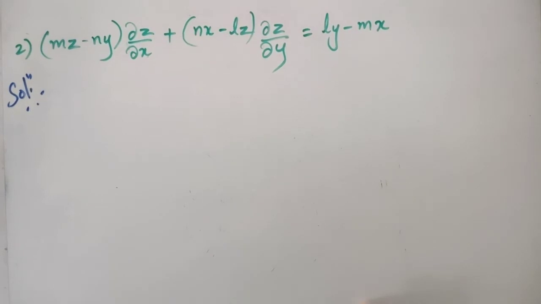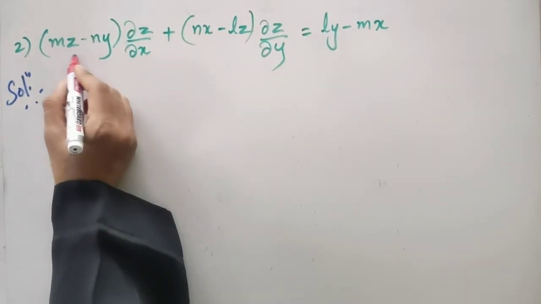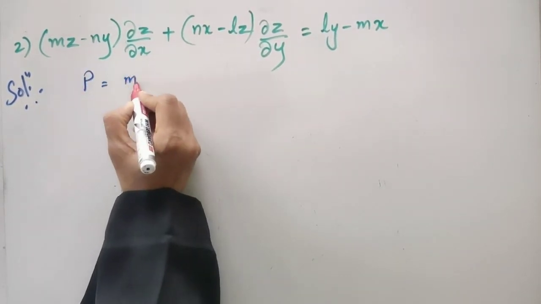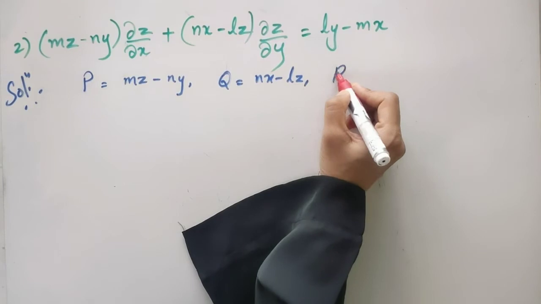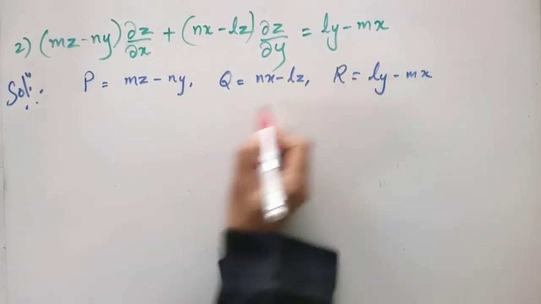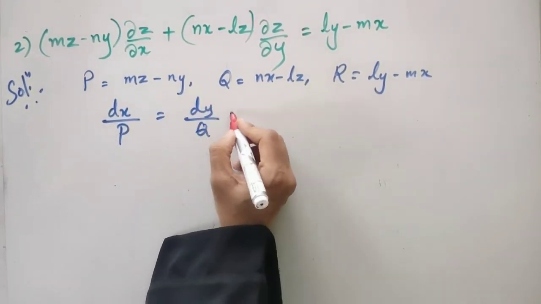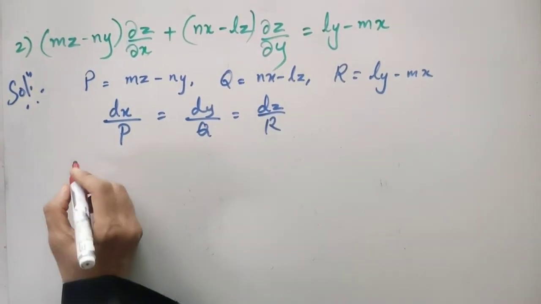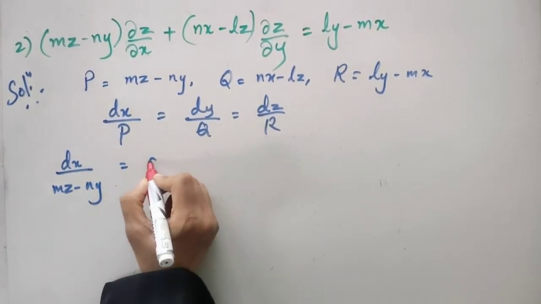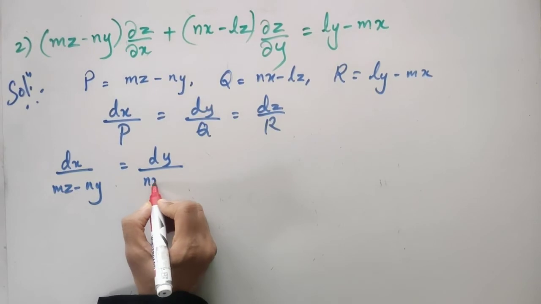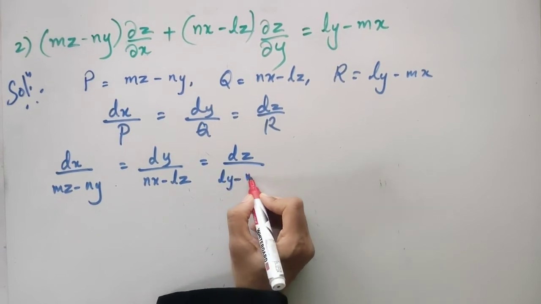I'm directly writing the subsidiary equations. Dou z by dou x is nothing but small p, and the small p coefficient is the capital P. So I'm writing capital P as mz minus ny, capital Q is nx minus lz, and capital R is ly minus mx. So first write this. Then the subsidiary equations are dx divided by capital P, dy divided by capital Q, and dz divided by capital R. Or dx divided by mz minus ny is equal to dy divided by nx minus lz, and dz divided by ly minus mx.